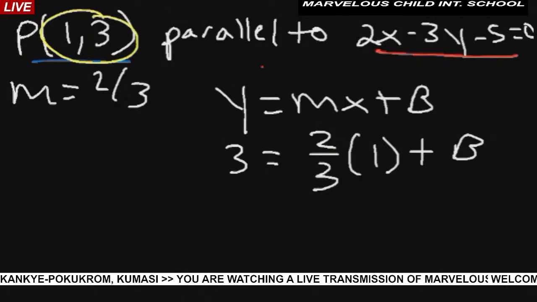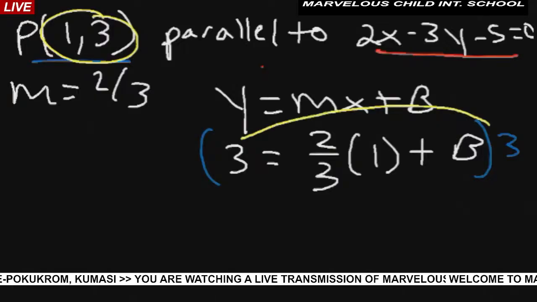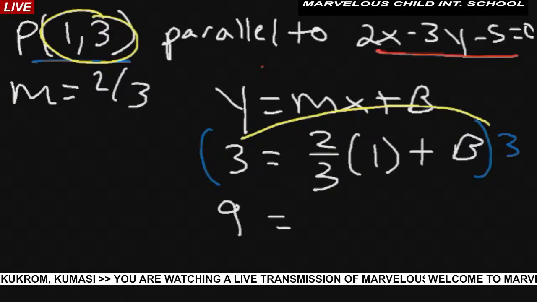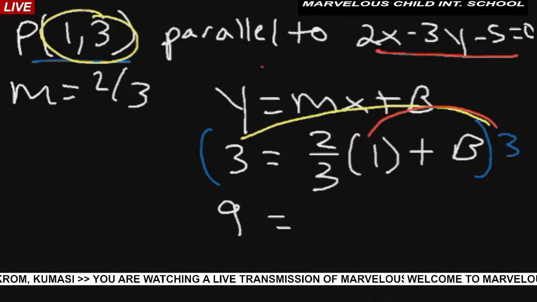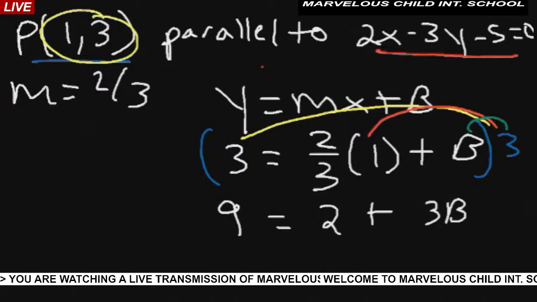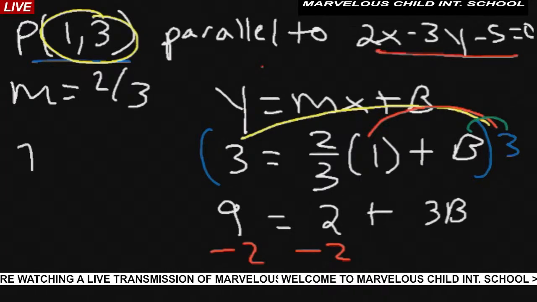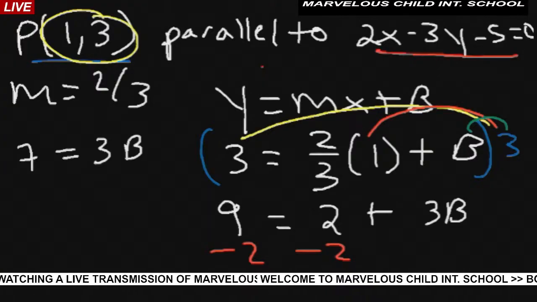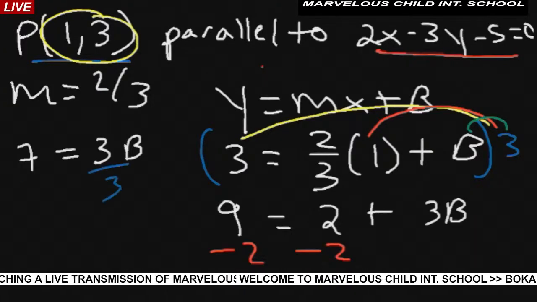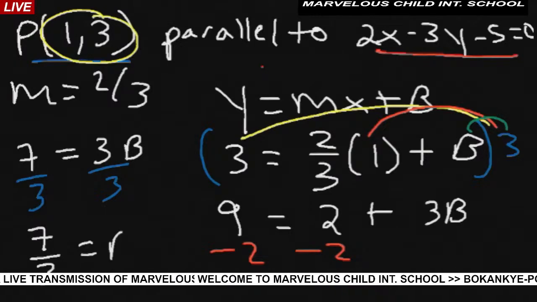So let's multiply both sides by 3 to get rid of the fraction. So 3 times 3 is 9, and 3 times 2/3, the 3's cancel, so you get 2. And don't forget to distribute the 3 to b, so it's 3b. So now let's subtract both sides by 2. So 9 minus 2 is 7. 7 is equal to 3b. So now we could divide both sides by 3 to isolate b. So b is equal to 7 over 3.